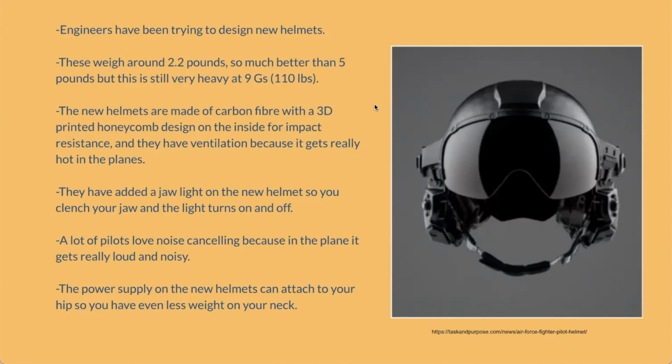The new helmets are made of carbon fiber with a 3D printed honeycomb design on the inside for impact resistance, and they have ventilation because it gets really hot in the planes. They have added a jaw light on the new helmet so you clench your jaw and the light turns on and off. A lot of pilots love noise canceling because in the plane it gets really loud and noisy.